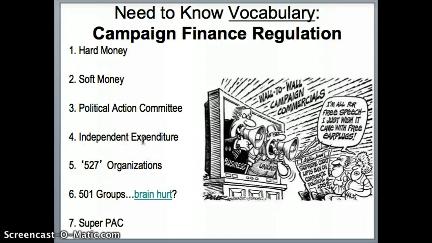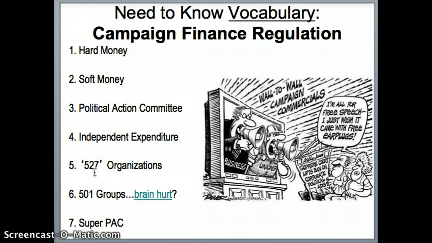Independent expenditures are any type of group that's spending money independently, without any coordination with a candidate. A PAC can be an independent expenditure. A PAC can also be a coordinated expenditure. It depends. 527s, 501s, and super PACs are all examples of modern independent expenditures.